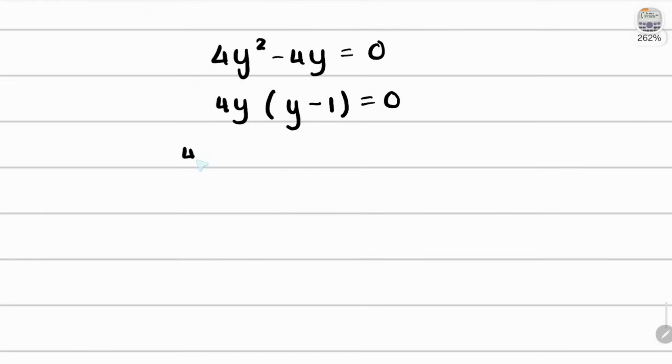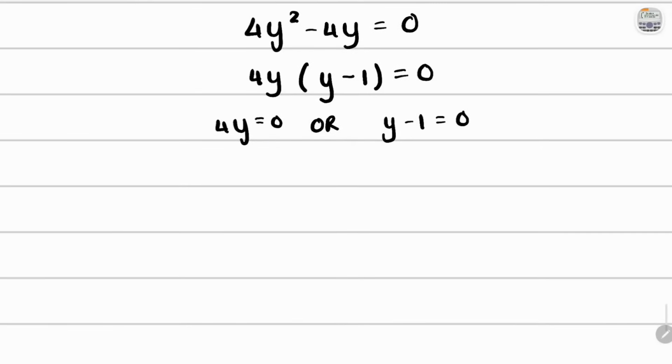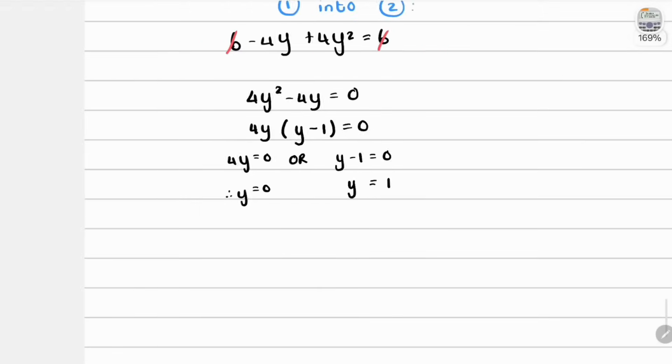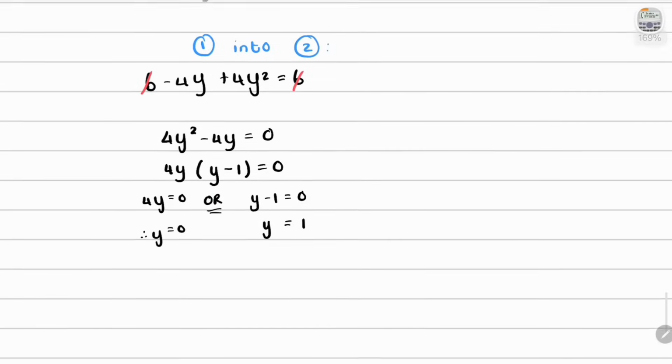And this is going to be y minus 1 is equal to 0. And then 4y is equal to 0, or y minus 1 equals 0. If you divide both hand sides by 4 here, y is therefore equal to 0. And here transpose the negative 1, y is equal to 1. Okay, so those are our two solutions for y.